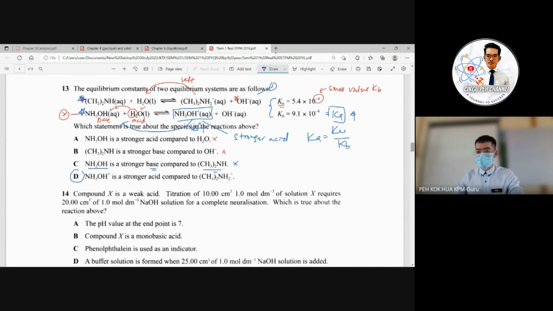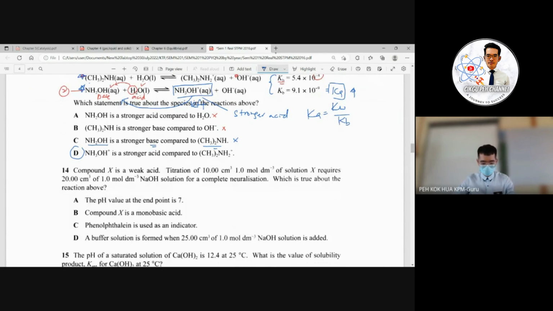Okay, so we go to question 14. X is a weak acid. Titration of 10 cm3 of 1.0 mol dm-3 solution X requires 20 cm3 of 1.0 mol dm-3 NaOH solution for complete neutralization. Here you can see our reaction is between a weak acid and a strong base. So for sure the pH value at the end point will be more than 7. So statement 1 is wrong.